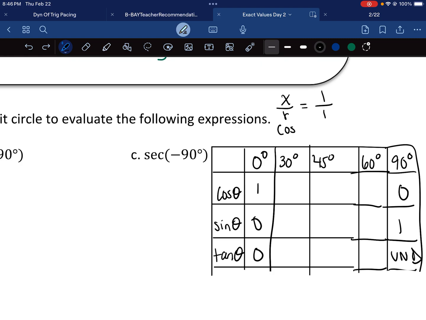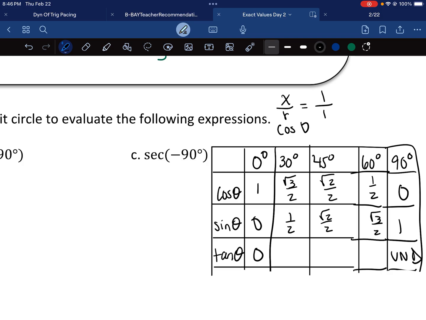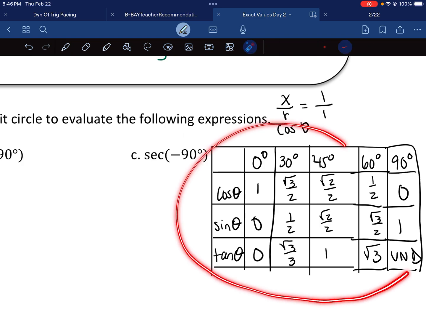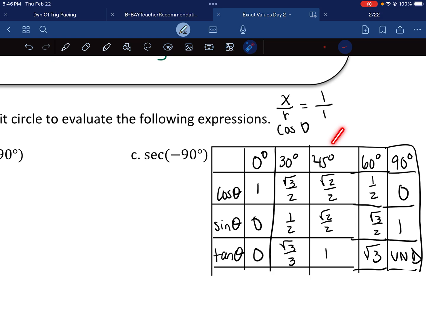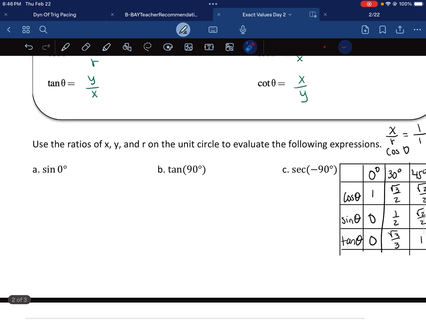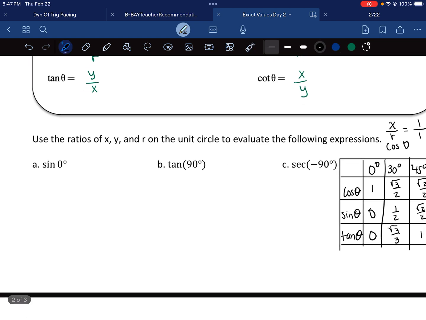So we'll go over this a little more in a bit. We're adding now to our exact value chart. So here was 3 over 2. This ended up being radical 3 over 3. 1, radical 3. So now this is what we're going to start using to evaluate. You do have to know this, okay? So you're going to have to memorize this at some point. Moving into our examples, though, just to show you what this looks like.